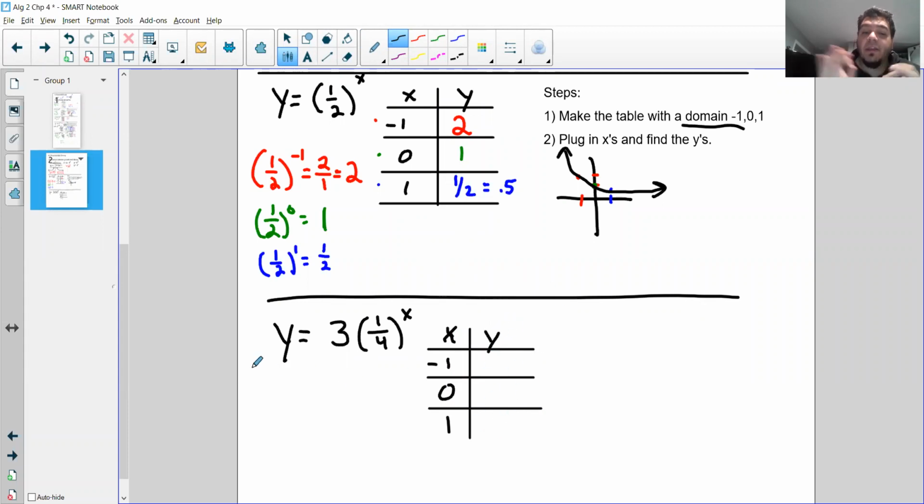So y equals 3 times 1/4 to the x power. It's really important to remember the exponent is only on the 1/4. Only on the 1/4. Nothing else and nothing more. Unintentional rhyme, though.